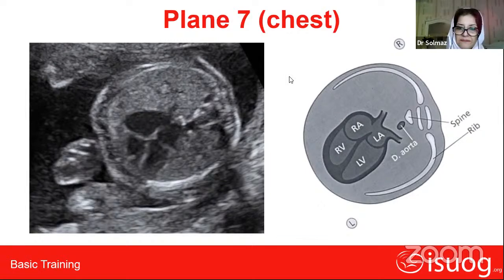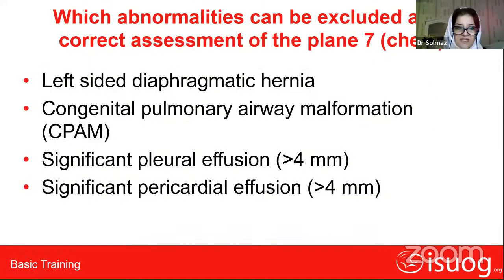Sometimes in isomerisms, it's very helpful. So which abnormalities can we pick up by looking at plane 7, this four chamber view of the heart? We can pick up left-sided diaphragmatic hernia, congenital pulmonary airway malformation or CPAM, significant pleural effusion, which is more than 4 millimeters, and significant pericardial effusion, again, more than 4 millimeters.